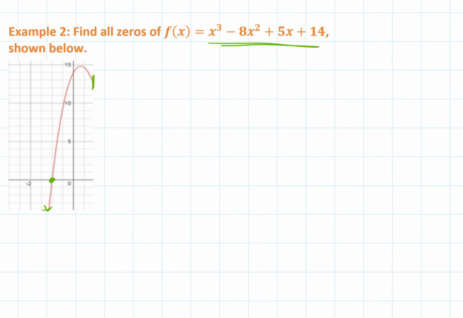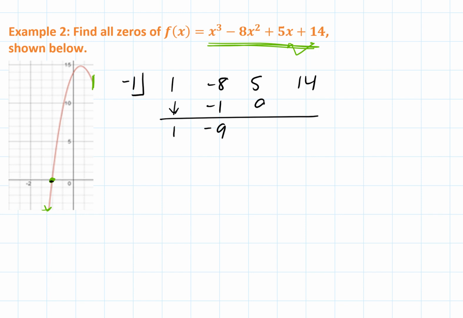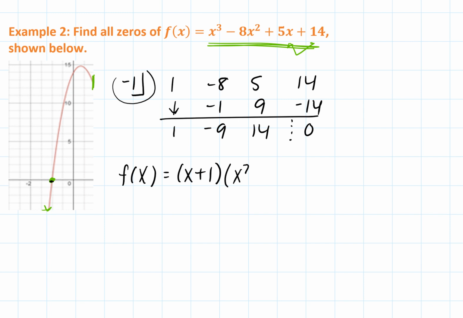Again, I don't know how to factor this because it's not quadratic, and it can't be factored by grouping. 5x and 14 have nothing in common, so I can divide out by the factor x plus 1, knowing that negative 1 is a root. So let's go ahead and divide. So that means that f of x, our original function, will look like x plus 1, that's the factor associated with this root, times x squared minus 9x plus 14.